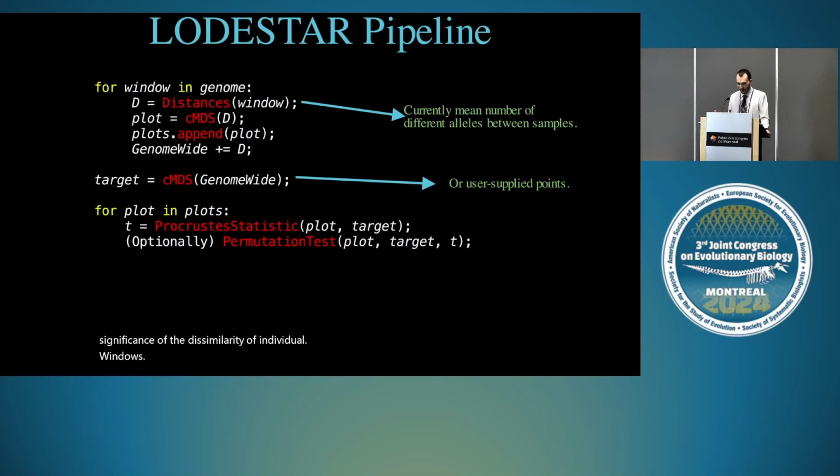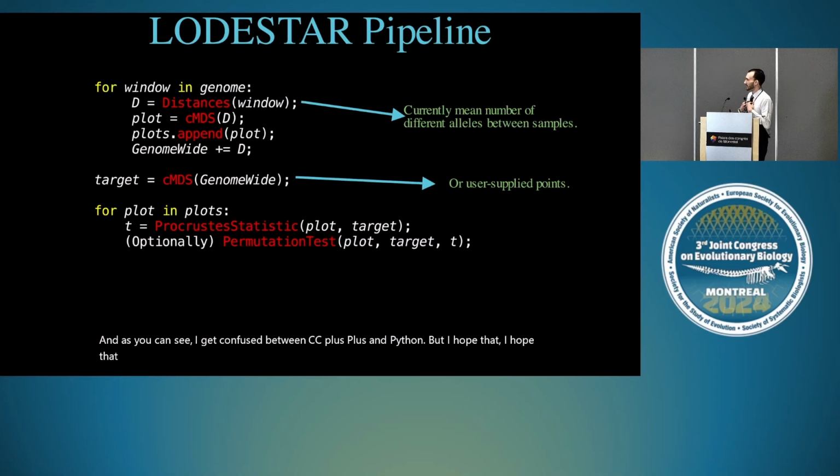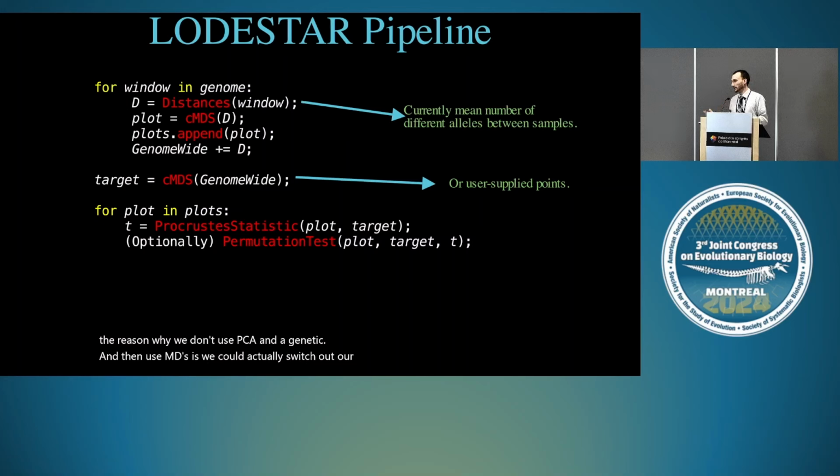That brings us to summarizing Lodestar's pipeline. It's rather straightforward, and as you can see, I get confused between C, C++, and Python, but I hope that the pseudocode is clear. The one thing I do have to mention is that whereas Novembre did PCA on the genotype matrix, we're actually using a genetic distance, here the mean number of differing alleles between samples. The reason we use a genetic distance and then MDS rather than PCA is that we can switch out our genetic distance function if we so desire.